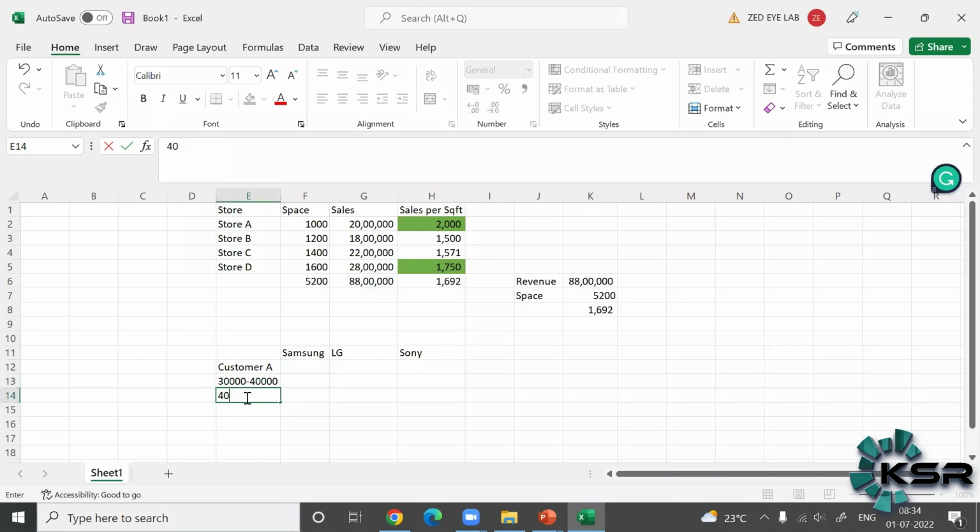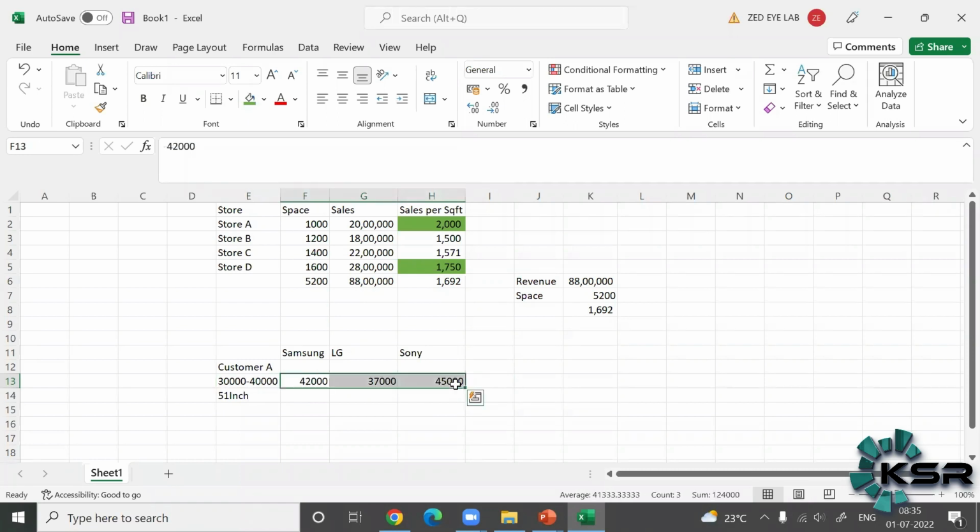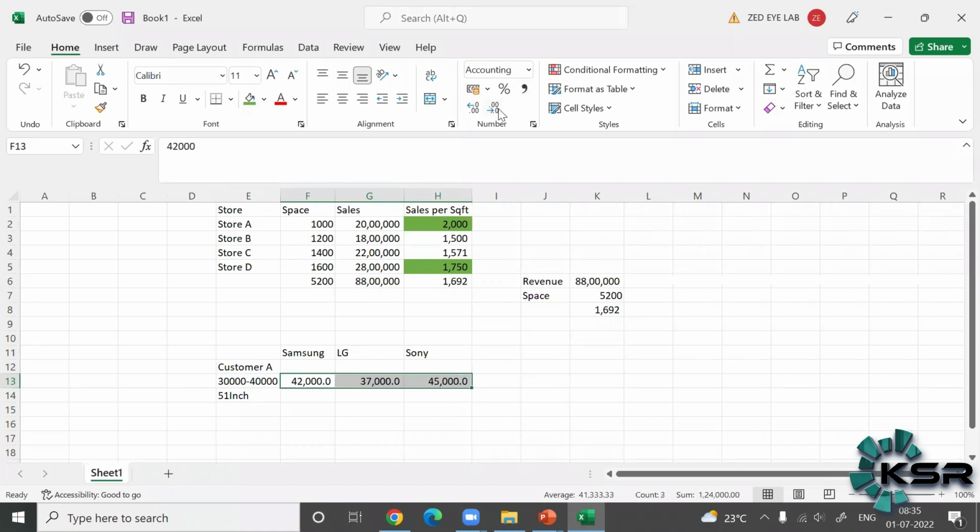Or right now the highest selling product is 51 inch. Just take an example. Now Samsung comes for 42,000 rupees. Random example, guys, I'm not sure about the pricing. LG comes with 37,000 rupees, and Sony comes with 45,000 rupees. Correct. So what you're doing is trying to show the product which has higher money. So you are increasing the sales per square feet for your own store. Correct. So you will try to give more insights to the customer about the Sony TV more.